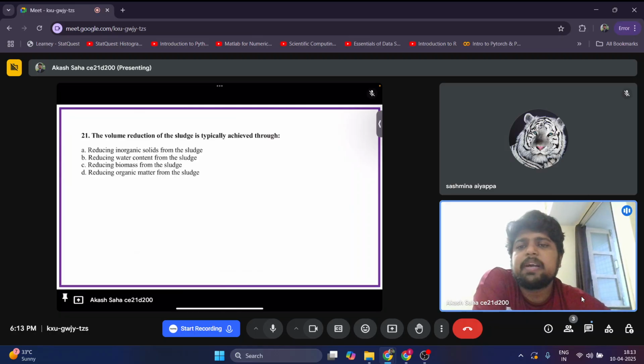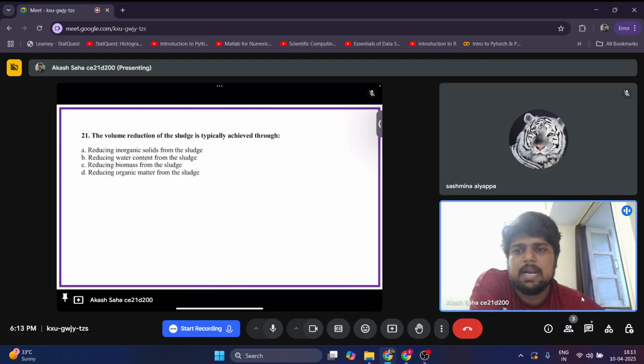Next, the volume reduction of sludge is typically achieved through reducing organic solids, reducing water content, reducing biomass, or reducing the organic matter. So how do we do the volume reduction? As you all know, for volume reduction, some kind of digestion should happen, which will remove the solids. Otherwise, inorganics will remain as they are.